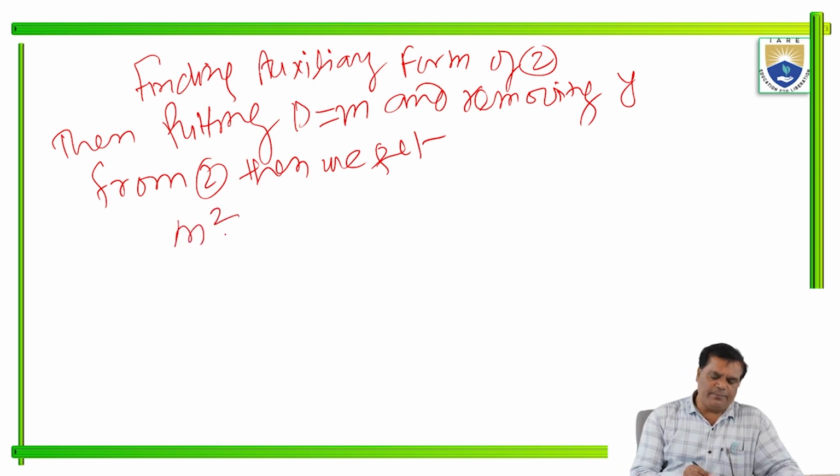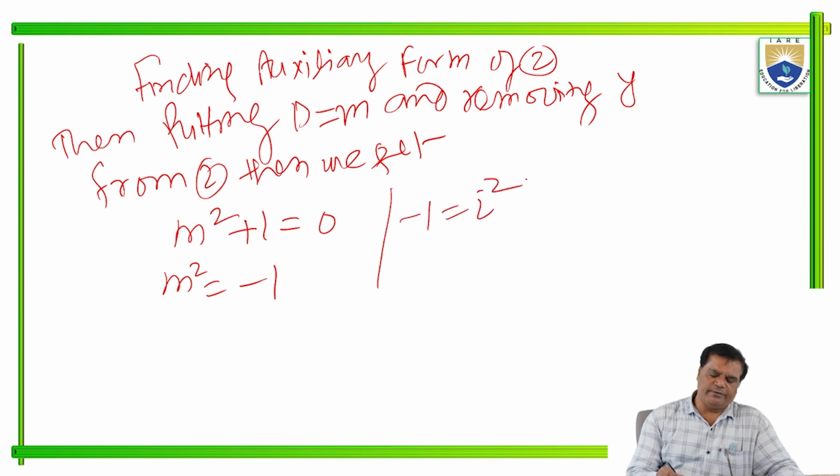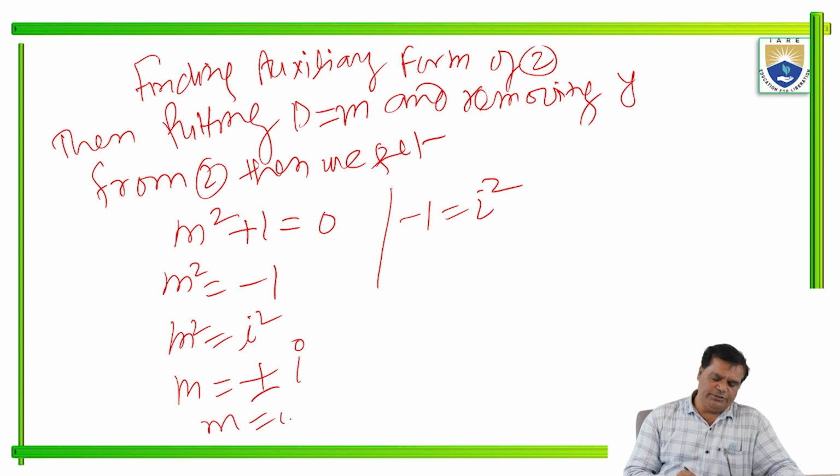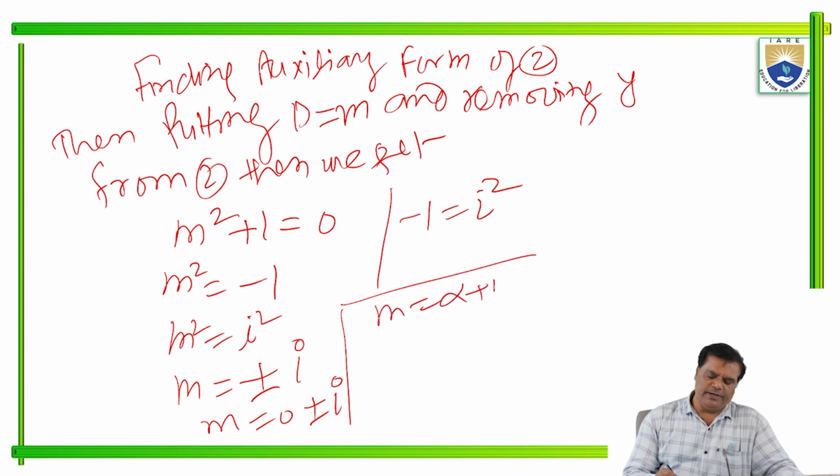m square plus 1 equal to 0. So m square equal to minus 1. Minus 1 is i square. So m square equal to i square. So m equal to plus minus i. So m equals 0 plus minus i, which is alpha plus minus i beta. Alpha is 0 and beta is 1.